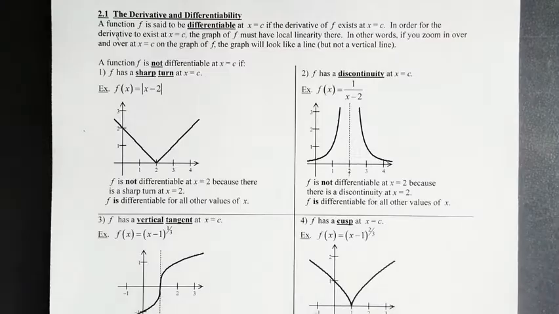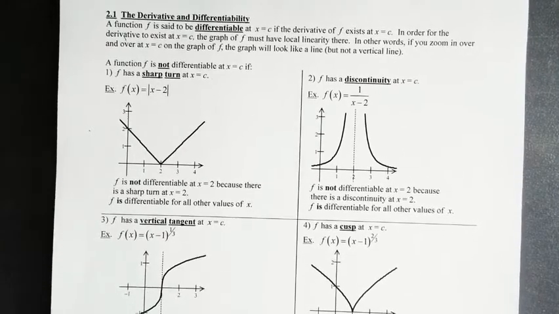So today we're going to talk about the derivative and differentiability. We say that a function f is differentiable at x equals c if the derivative of f exists at x equals c. In order for the derivative to exist at x equals c, the graph of f must have a local linearity there. What does it mean?